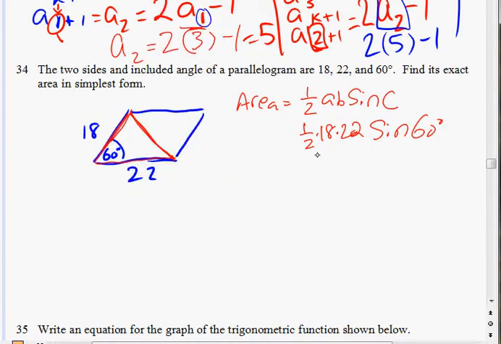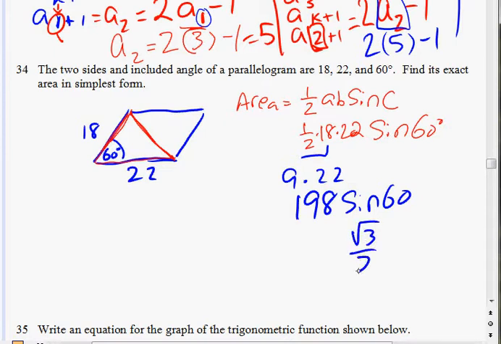So we have one half of 18, that's 9, times 22, and 9 times 22 is equivalent to 198. Sine of 60, the exact value of that is radical 3 over 2. Most of you should try to memorize that. That's 198 times radical 3 over 2, which is going to be 99 radical 3. So this is the area of one triangle.